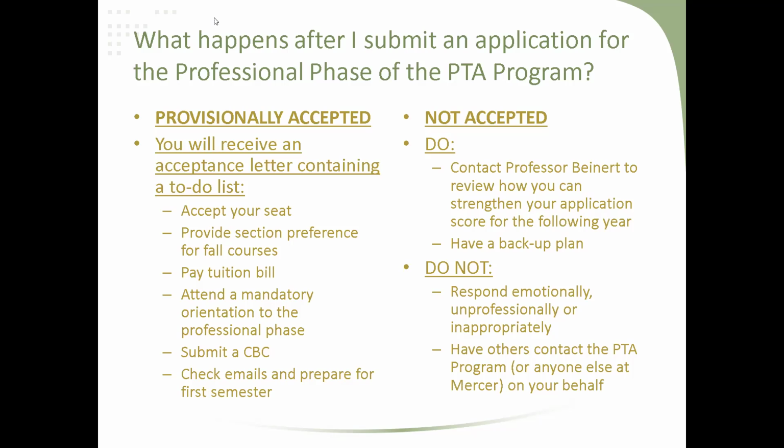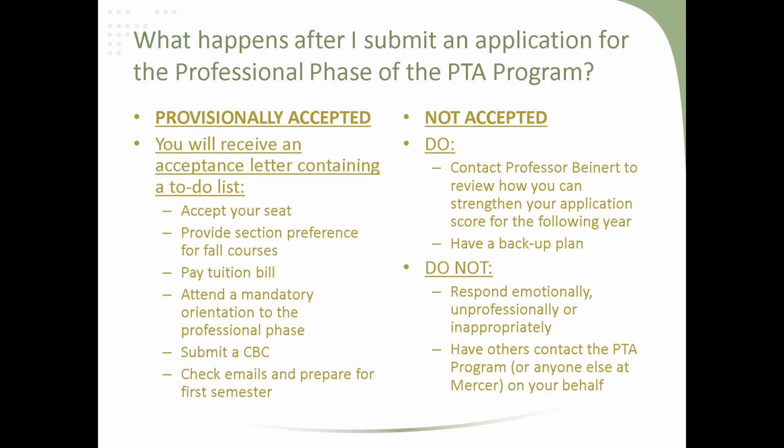If you've not been accepted into the professional phase of the program, the things you can do are contact me to review how you can strengthen your application score for the following year. And I would say have a backup plan. So what is your backup plan if you don't get accepted? Is it to continue taking courses, to take courses to boost your applicant score? Is it to go back to your job and wait and reapply next year? Is it to apply to a different program? But think about what you might do for that year if you're not accepted this year.